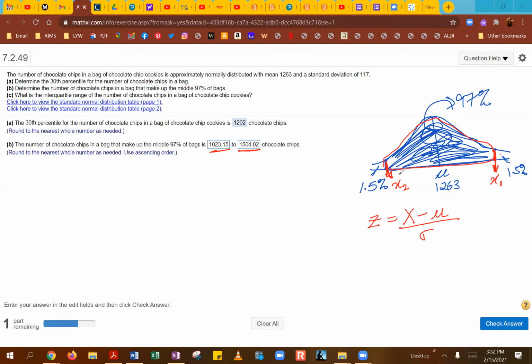But since your normal distribution table always gives you the area, which is going to be to the left side of your z-score, we basically need to figure out what the area for this entire left-hand side of that X1 z-score is going to be. So that will include this little tail of 1.5%, plus it would include this entire center or the middle part of 97%. So if you think about it, this whole red area will add up to 97 plus 1.5, which will come out to be 98.5%. So that's actually our probability.